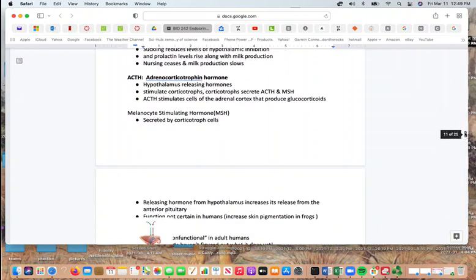ACTH, we have the hypothalamic releasing hormones that will control this again. They're going to stimulate the corticotrophs, which will secrete the ACTH and MSH. These will stimulate the adrenal cortex that produces the glucocorticoids. So it's going to affect blood glucose when you look at the name glucocorticoid. MSH also comes from those corticotroph cells.